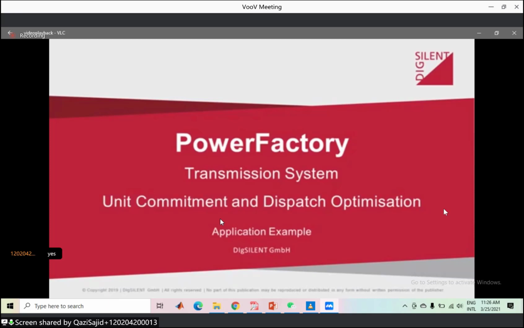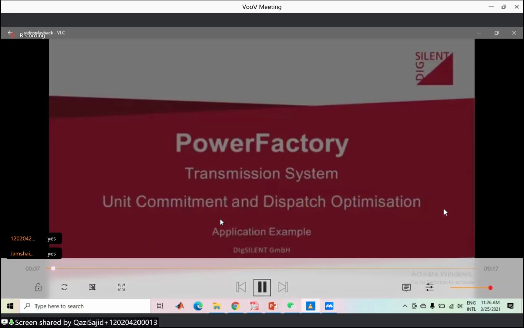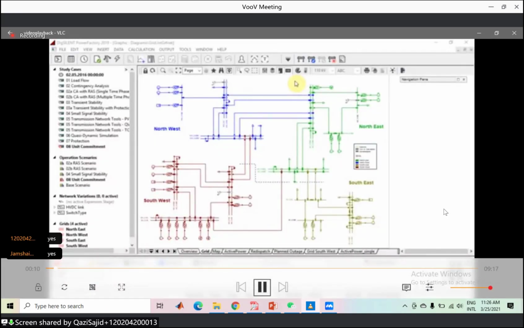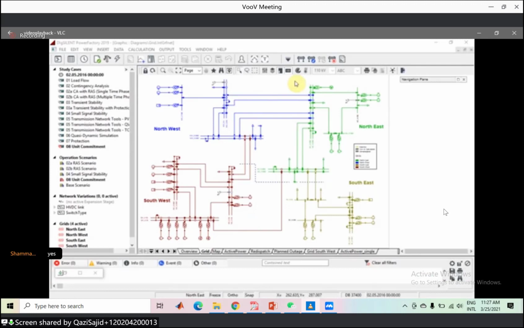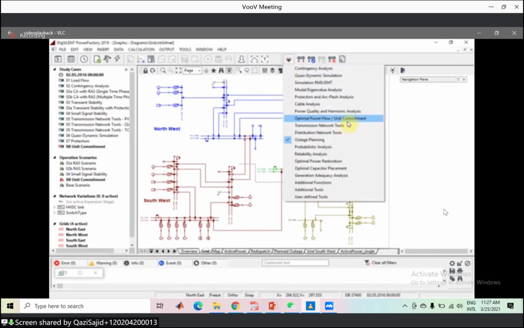Unit commitment and dispatch optimization module is demonstrated. In study case scenario 08, unit commitment should be activated. The unit commitment and dispatch optimization simulation minimizes the operating costs of the system over a defined period of time. It allows market data to be integrated into the network model and used for optimizing the generation dispatch. The calculation combines the optimal power flow calculation algorithm with quasi-dynamic simulation and is accessed via the optimal power flow unit commitment toolbar.